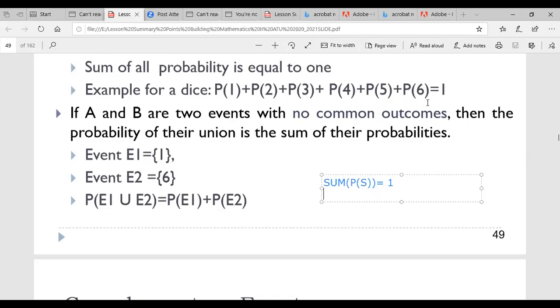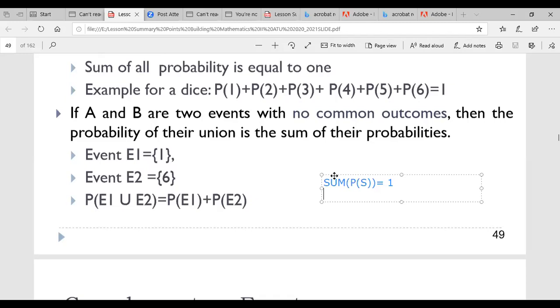When you add 1/6 + 1/6, it's 2/6, plus another 1/6, 3/6, plus another, 4/6, another, 5/6, plus the sixth one, 6/6. 6/6 is equal to what? 1. Okay. So when we add all events in a sample space, you get a total probability of what? 1. Okay.